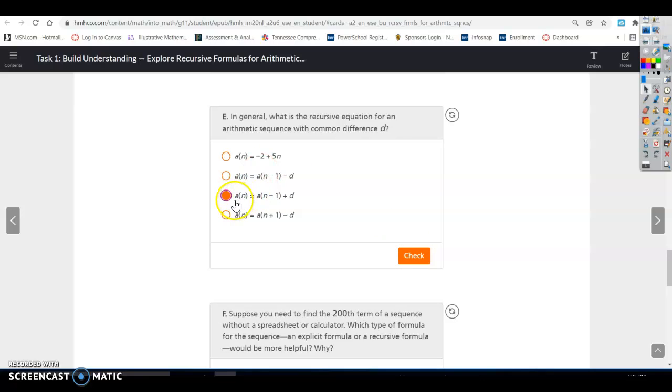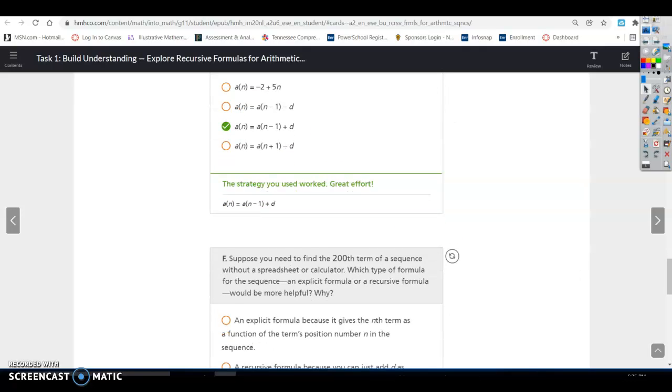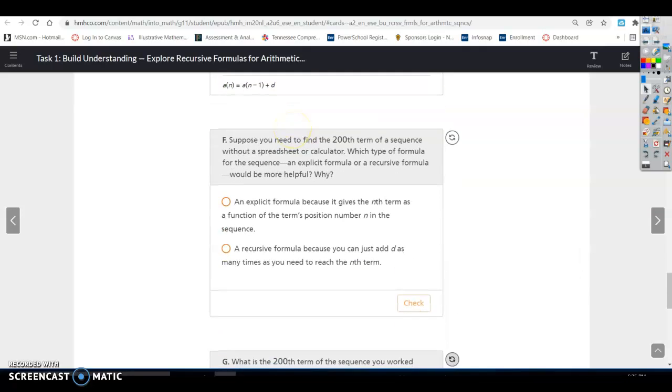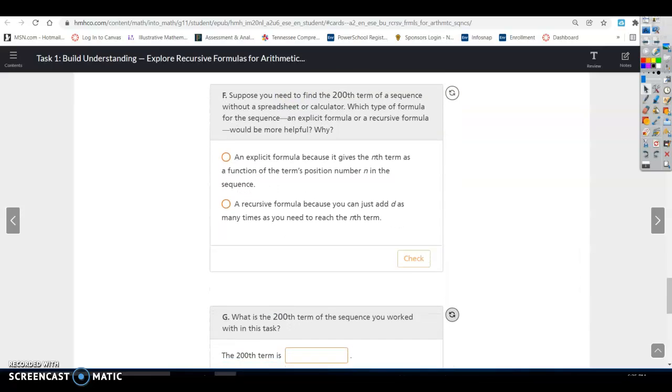And the reason we're choosing this one and not the first one is because it says in general. So in general, you're going to use your previous term plus your common difference. All right, suppose you need to find the 200th term of a sequence without a spreadsheet or a calculator. Which type of formula for the sequence, an explicit formula or a recursive formula, would be more helpful, and why?